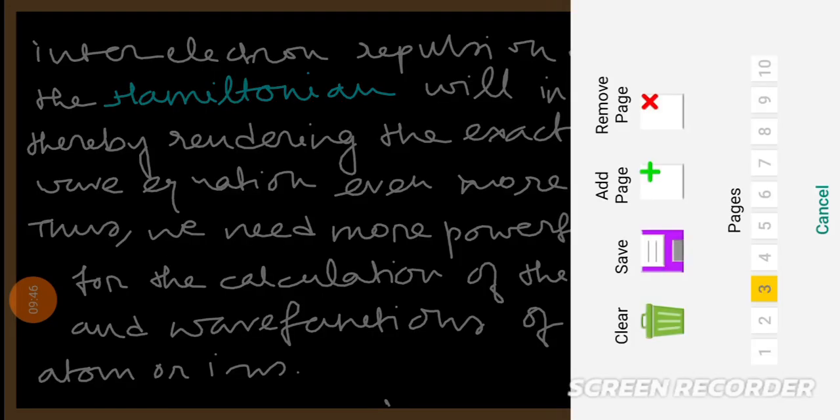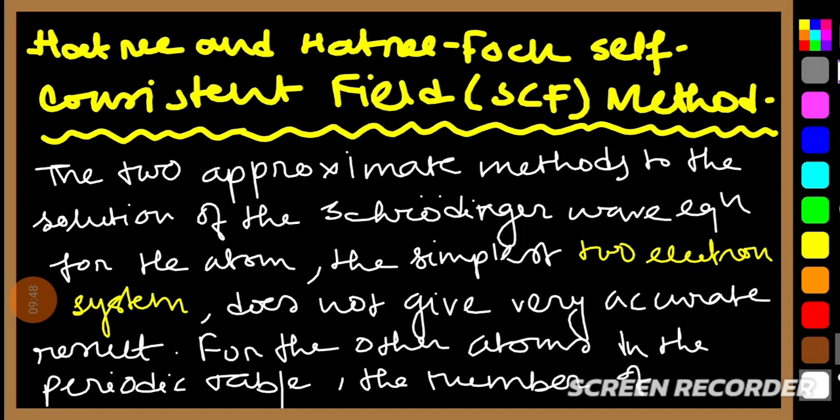Okay. So first, it is said that the two approximate methods to the solution of the Schrödinger wave equation for the helium atom, the simplest two electron system, do not give very accurate results. That means the two electron system. Remember it. I can use another color, yellow, to highlight it, because the two electron system goes to the category of the Schrödinger wave equation for multi-electron systems.